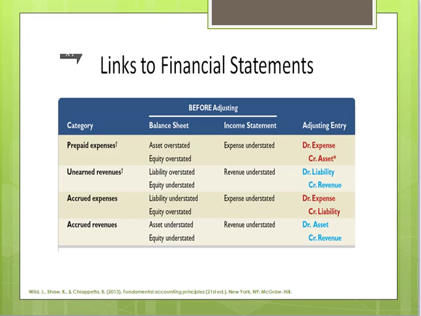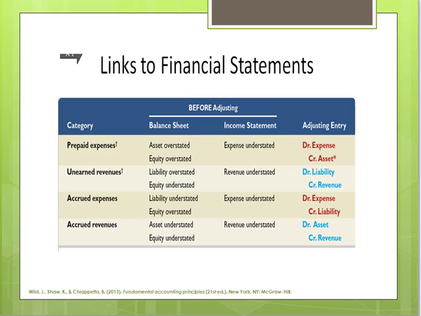So how do we adjust a prepaid expense account? We debit the expense and we credit the asset. Remember, prepaid expenses are carried as assets. For example, it might be called prepaid insurance or prepaid advertising, but it's going to be an asset on the balance sheet.